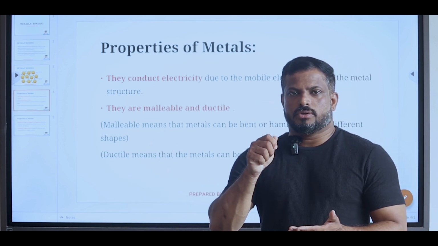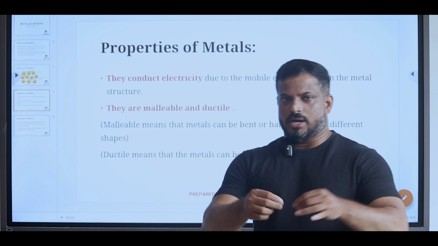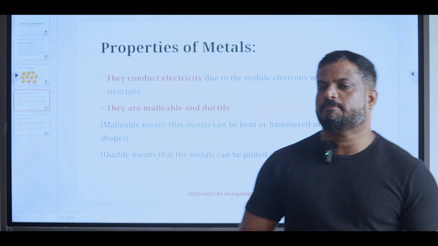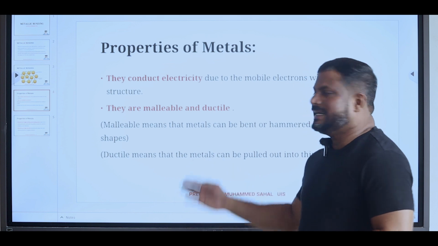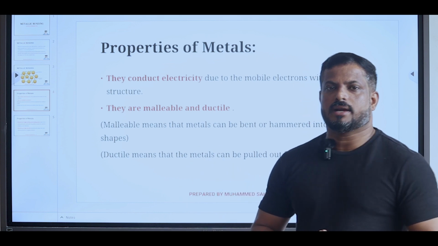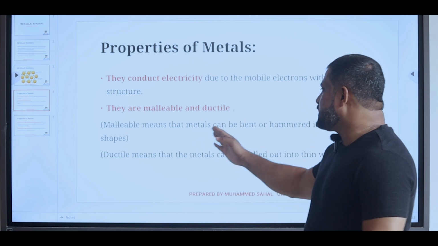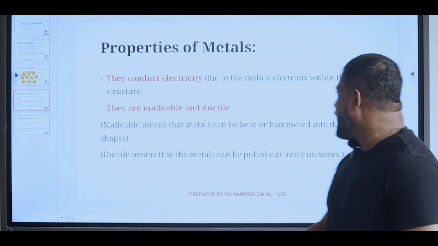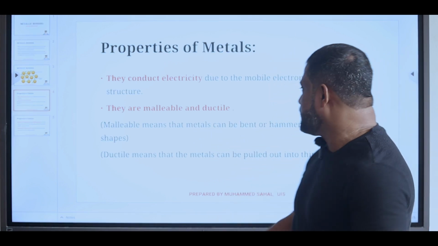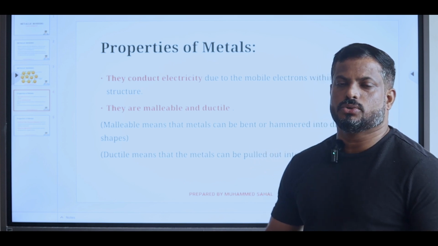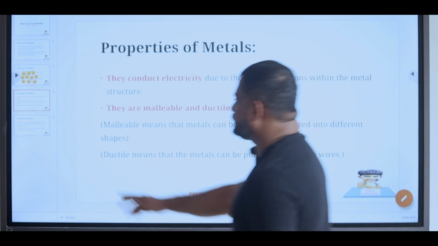When you pull it out into thin wires, drawn into thin wires, that process, that phenomenon is called ductility. Metals are malleable and ductile. Malleable means that metals can be bent or hammered into different shapes. Ductile means metals can be pulled out into wires.